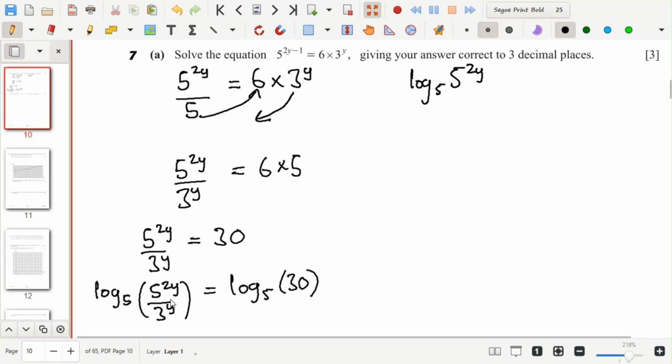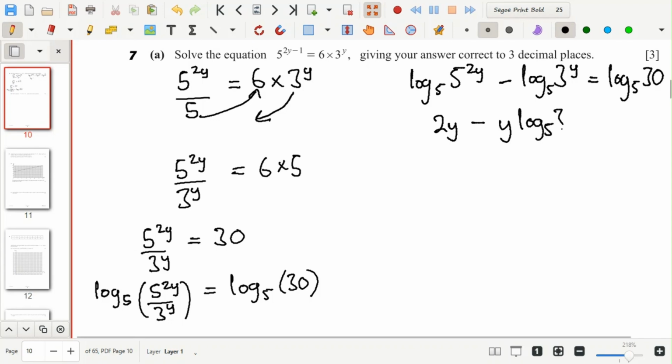Now your arguments are dividing, so you subtract the logarithm to the base 5. So this is the same as 2y, because from the power rule, the power will jump down and become the coefficient. So this one can be written as this. Okay, so at this stage everything becomes simple.